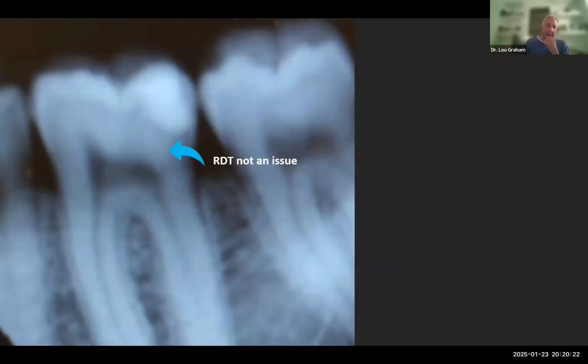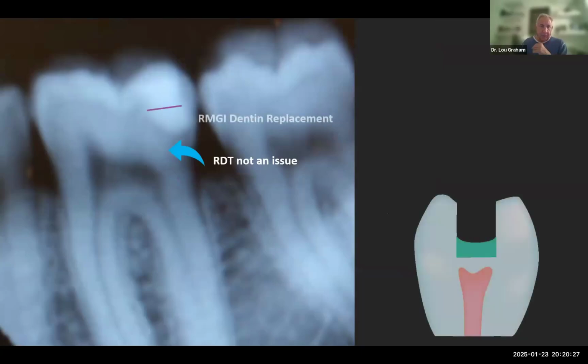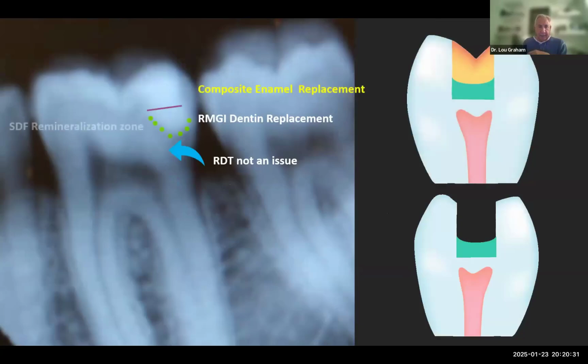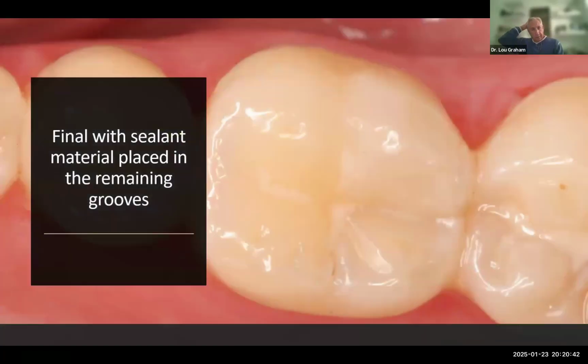So here's your remaining dentin thickness, not an issue. There's your RMGI. There's your composite. And this is the zone of remineralization that SDF brings to the table. That's why I love it. I mean, it's that extra remin. This is what it looked like, and then I placed a sealant over the rest of the grooves. Asymptomatic, and she never was symptomatic after placement.